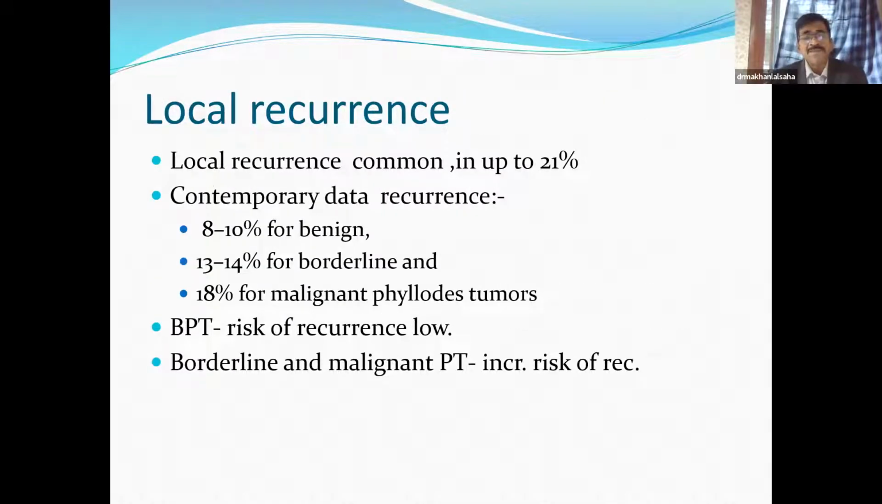So local recurrence is common. Up to 20% of patients may have local recurrence. And contemporary data has shown that the incidence of local recurrence is about 8 to 10% for benign phyllodes tumor, 13 to 14% for borderline, and 18% for malignant phyllodes tumors. However, the risk is much lower in borderline phyllodes tumors.